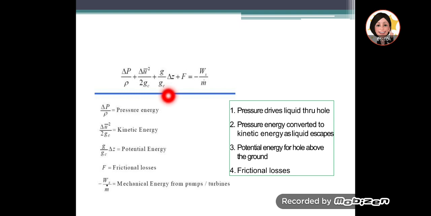If the hole is not above the ground, so there is no height to it, this potential energy will become zero. And then there are frictional losses. The frictional losses occur where the liquid is passing through the hole. It has to pass through the sides of the hole that ruptures, so those are frictional losses. Also, as the liquid shoots out, there are frictional losses along the wall. And that total energy is equivalent to the mechanical energy from pumps and turbines if they are attached to the system.